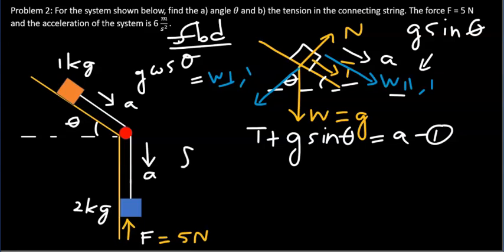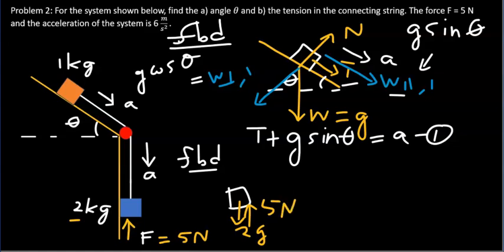Now the free body diagram for the hanging object. This object right there. Note that the forces acting on this object are of course its own weight. The mass is 2 kg, so the weight is 2 times gravity. And then you have this 5 newton force acting opposite to that weight. And then you have this tension in the cord that's pulling it that way as well. And the acceleration is going that way.